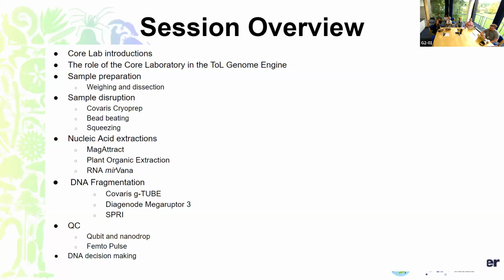So just an overview of the session today. We'll introduce ourselves to you all. I'll then hand over to Caroline, who will talk about the role of the core lab in the Tree of Life Genome Engine. And then we'll start going through our different protocols from our different parts of the pipeline. These encompass sample preparation, sample disruption, nucleic acid extractions, DNA fragmentation, and then our QC steps. And finally, we'll give you a brief insight into how we make decisions regarding DNA extractions to decide whether we've managed to get a good DNA extraction from our protocols.